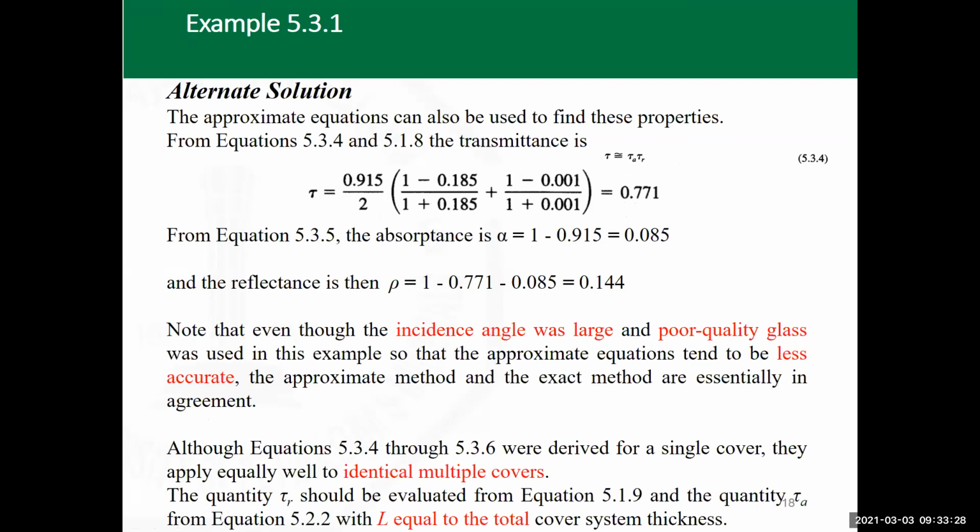It makes it a little bit simpler. Now, we're noting here that even though the incident angle was large, about 60 degrees, and the poor quality of glass is being used in this example, still the value of tau is not that bad. We're talking about 77% or 78% of the energy transmitted through the glass.